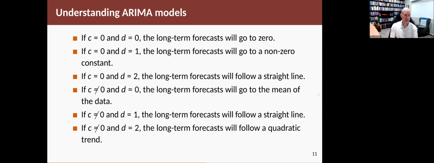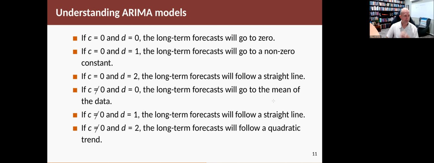And the long-term prediction intervals will converge to a width based on the standard deviation of the data. If you've got a constant but one lot of differencing, then the long-term forecast will follow a straight line. And if you've got a constant and 2 lots of differencing, which we don't recommend, the long-term forecast will follow a quadratic. That's why we don't recommend it, because you don't generally want quadratic trends in your forecast period.